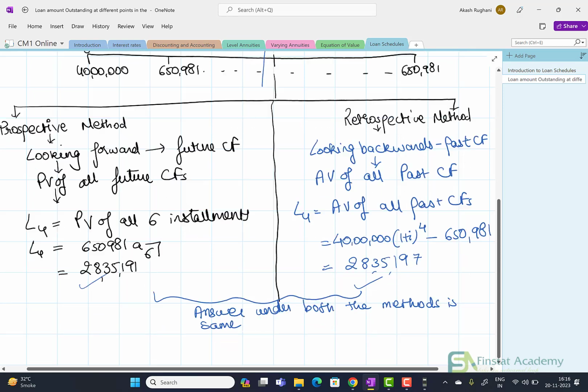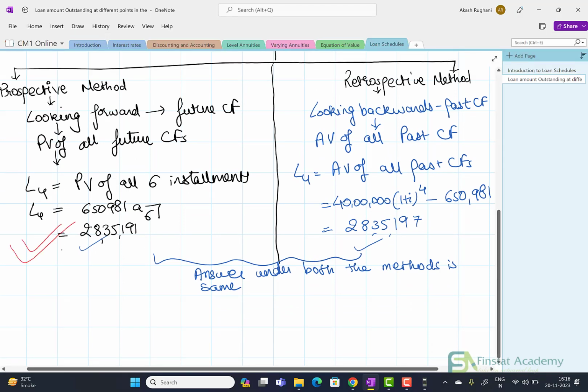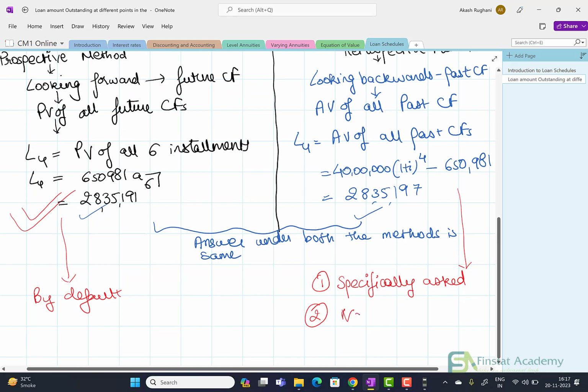So then the question comes: when to use which. So guys, by default, we will always use the prospective method. Retrospective is to be used only when one is specifically asked. It's very rarely specifically asked, but still. And the second is a very special condition where there are varying rates in the question, and you have been told to find the loan amount outstanding towards the start.